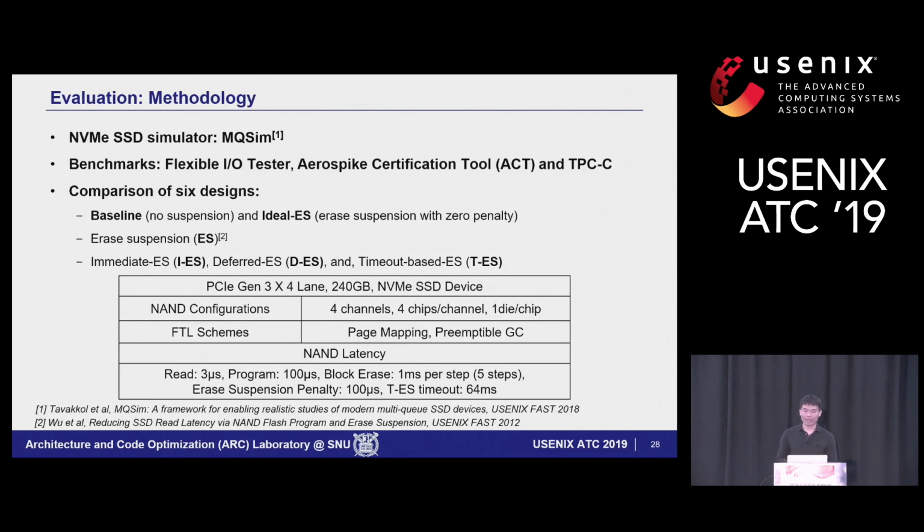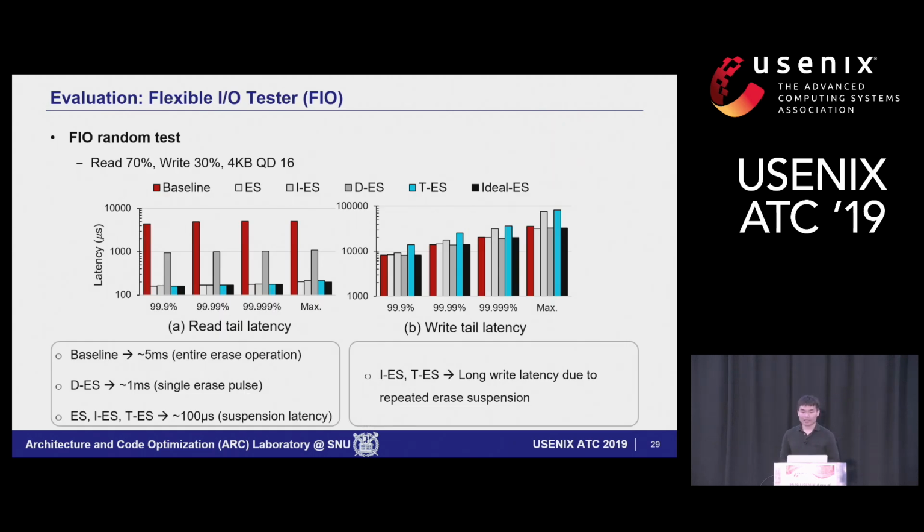So we evaluated our practical erase suspension technique with 1 micro benchmark and 2 realistic workloads. The timing parameters of the low latency NAND and SSD controller are used to model our schemes. Furthermore, we had 3 configurations for comparison. Here is the FIO random test result. This micro benchmark generates random 4 kilobyte requests with 70% read, 30% write, and 16 outstanding requests.